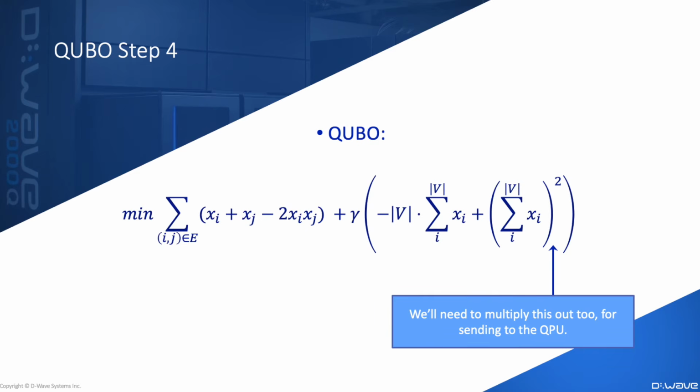And here's the QUBO as it currently is: the sum over the i and j that are edges of xi plus xj minus 2xixj, plus gamma, some Lagrange parameter, times the sum we just got from the constraint. But notice that that final term, the sum over i of x sub i squared, is not ready to be programmed. In other words, it's not QUBO ready because it's a sum that is squared, and in order to do that, I'm going to have to work that sum out. So let's do that.